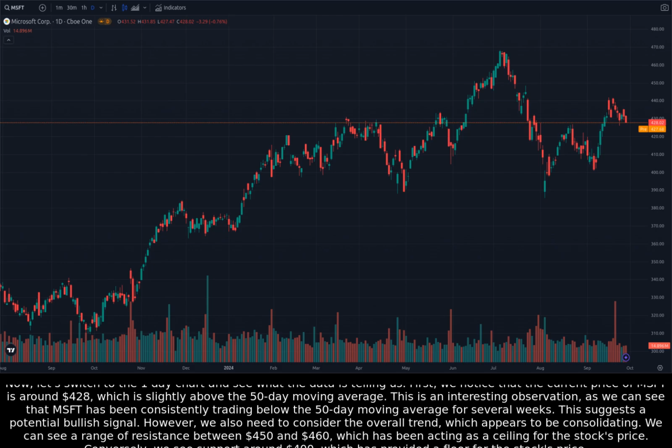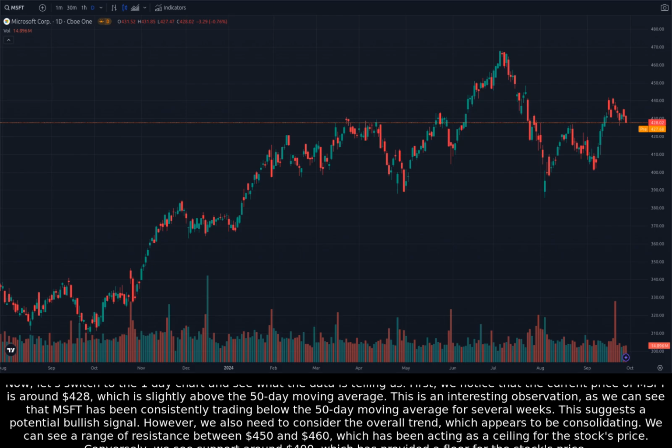Now, let's switch to the one-day chart and see what the data is telling us. First, we notice that the current price of Microsoft is around $428, which is slightly above the 50-day moving average. This is an interesting observation, as we can see that Microsoft has been consistently trading below the 50-day moving average for several weeks. This suggests a potential bullish signal.